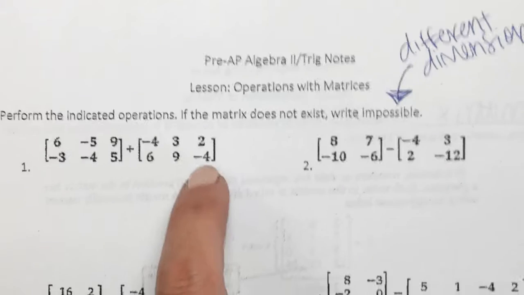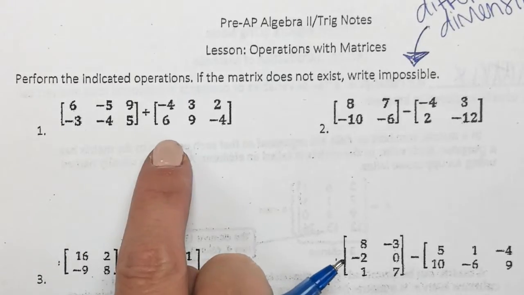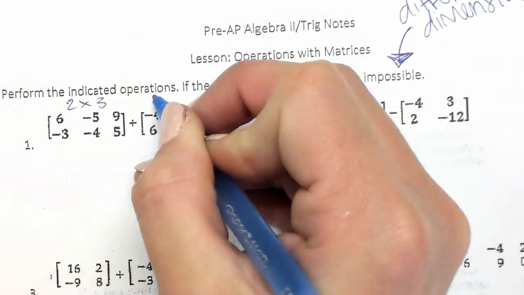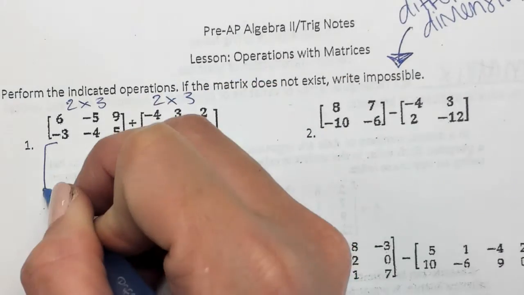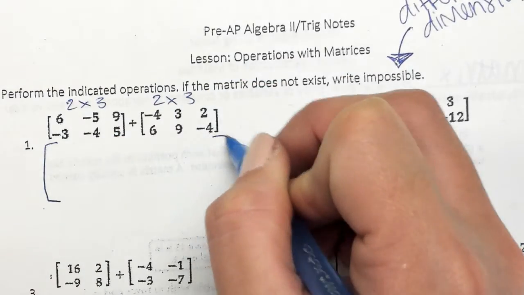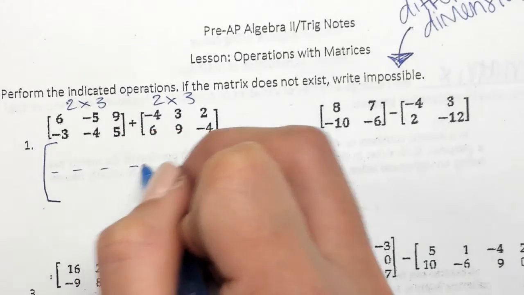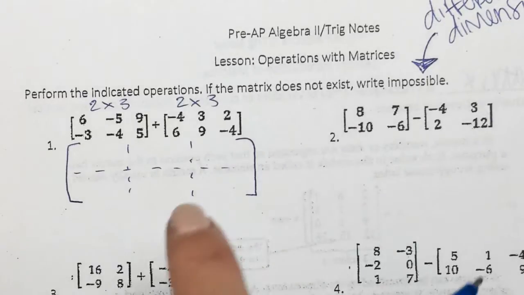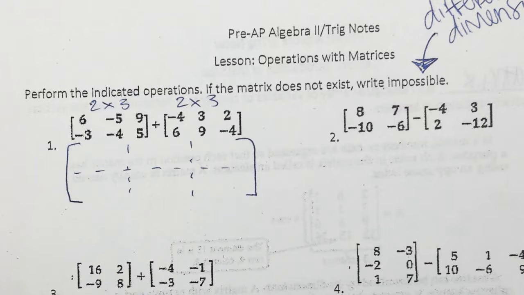So just to practice what we did on the last page, what's the dimension of both of these? Good. So can we add them? Yes. So here's how we add them. Go ahead and draw your matrix, the setup. And I already made a 2 by 3 because when we add them, they'll be the same size.